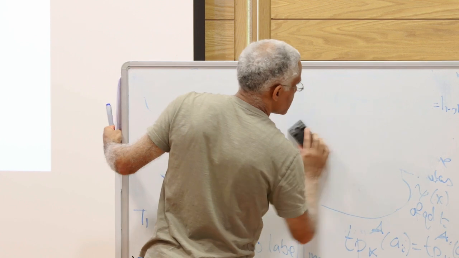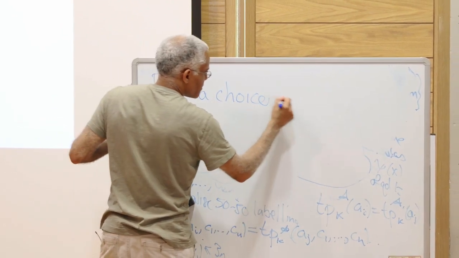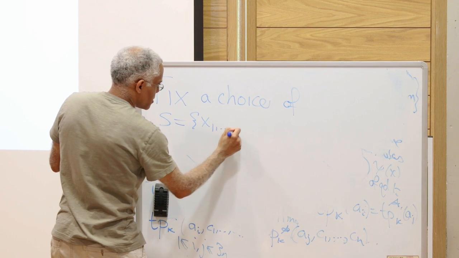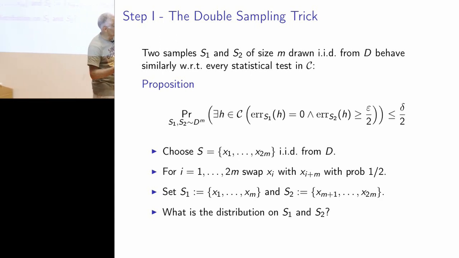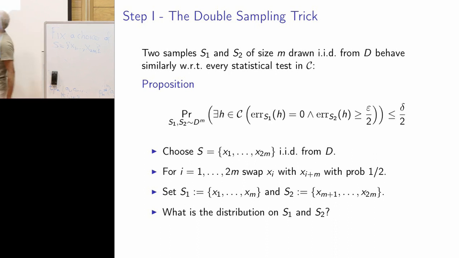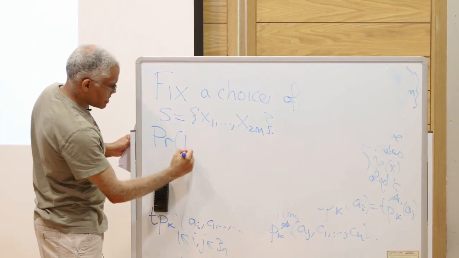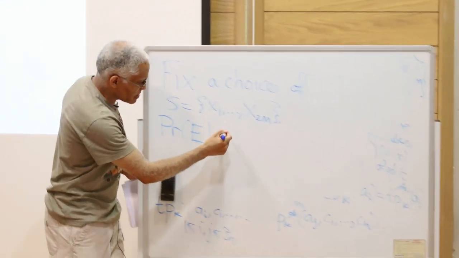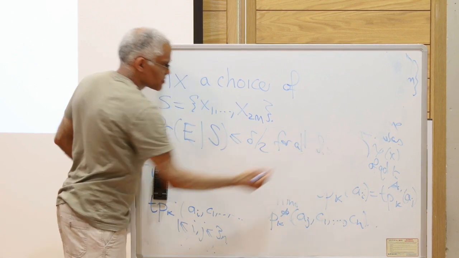So fix a choice of S. There's still some randomization left here because I've got the swapping, but at least if I fix this, I claim that conditioned on this fixed choice of S, for any fixed choice, the probability of this event here is at most delta over 2. So we'll call the event E. E stands for this event here, the one whose probability I want to bound. And I claim that the probability of E conditioned on S is less than delta over 2 uniformly for every fixed choice of S.